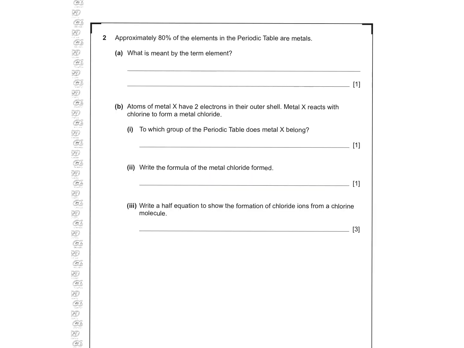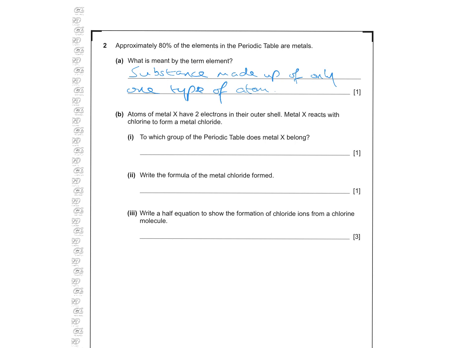Question 2. What is meant by the term element? That's just a substance that is made up of only one type of atom. Don't say that it's a substance made up of only one atom, it's just one type of atom. You could say that it cannot be broken down into anything simpler by chemical means.